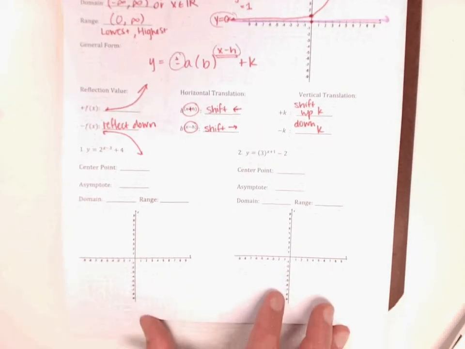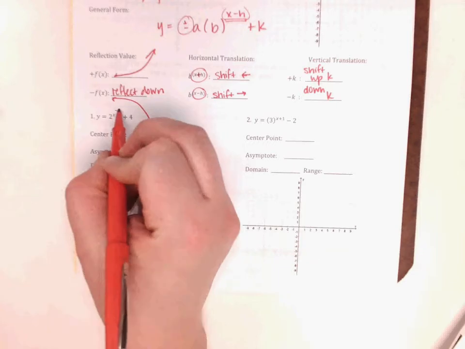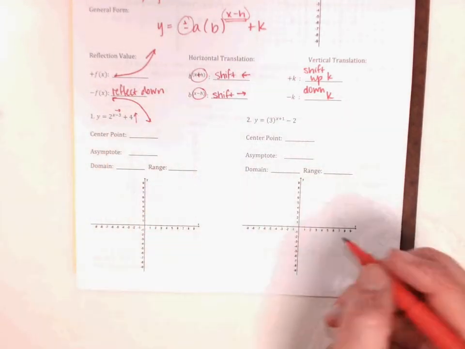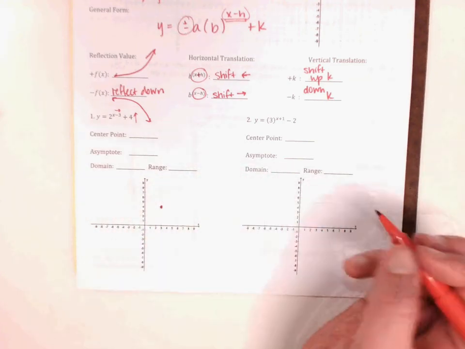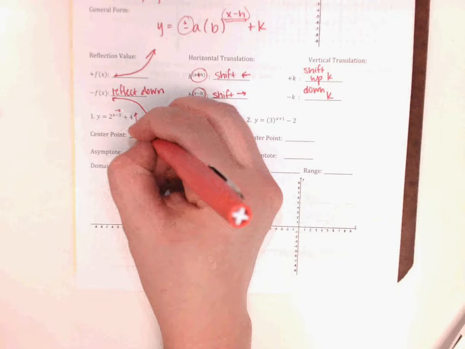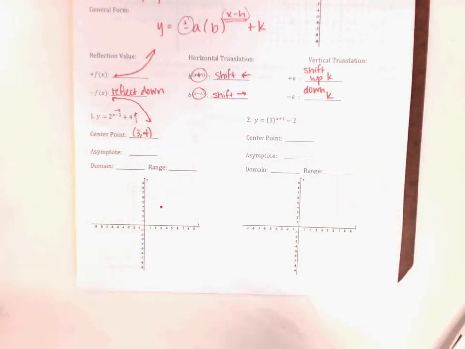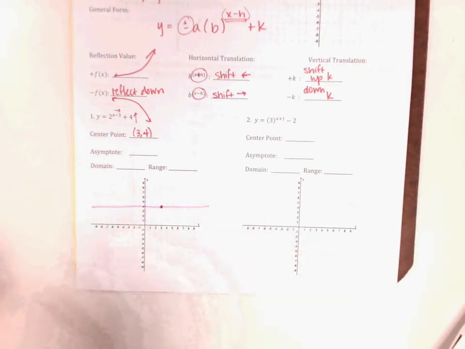So let's say I'm doing number 1, my center point. Well, I need to go to the right 3 because I see a minus 3. Then I need to go up 4. So I'm going to go to the right 3, up 4. That puts me right here. That's my center point, which is 3, 4. Then I'm going to draw in my asymptote. Remember, your asymptote for an exponential is always flat. So it's going to be like that.